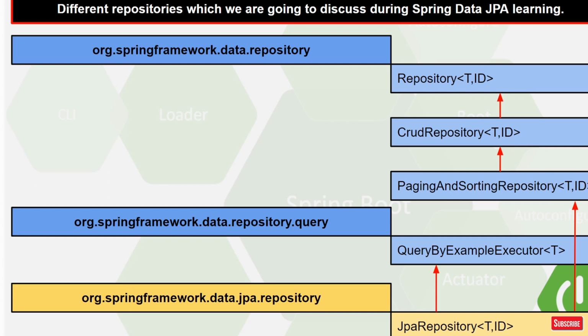In a following video we'll talk about mapping, like how different mappings, one-to-one mapping, one-to-many mapping, can be done in Spring Data JPA, and a whole lot of stuff we are going to talk about in Spring Data JPA.